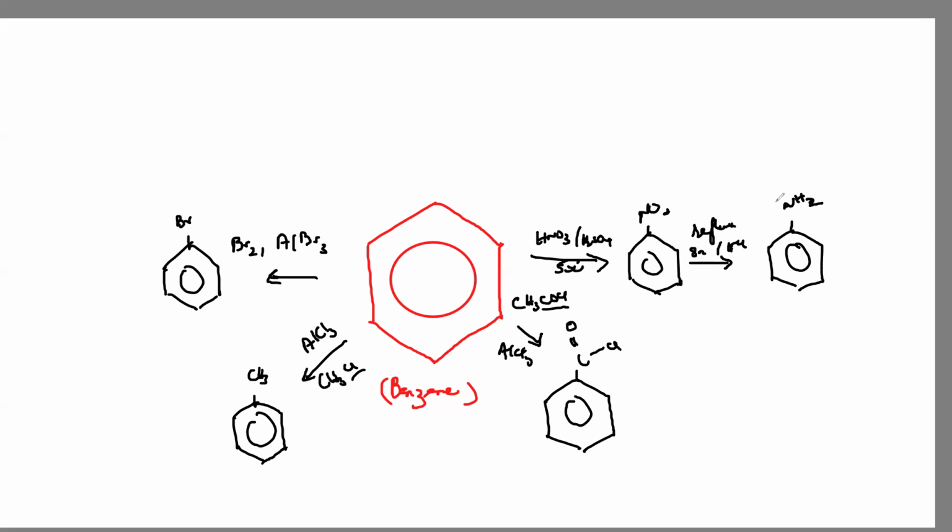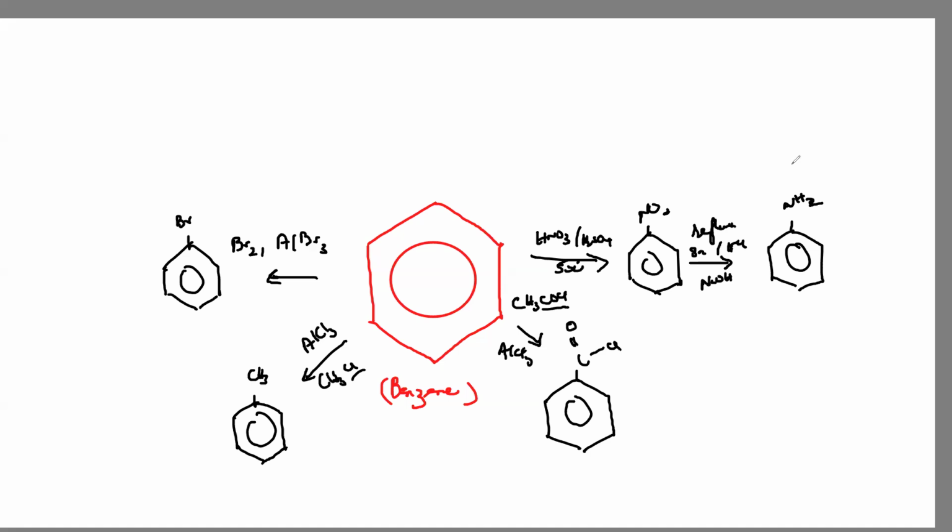This is a reduction. How is it a reduction? It's a removal of oxygen or addition of hydrogen. That's why we call it a reduction. So we need tin and hydrochloric acid, and that is followed by addition of sodium hydroxide.